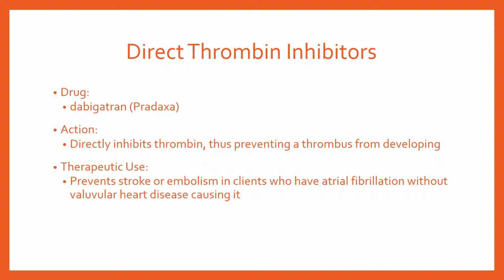Okay, then your next one is direct thrombin inhibitors, so Pradaxa. It's going to directly inhibit thrombin, thus preventing a thrombus from developing. Therapeutic uses: prevents stroke or embolus in clients who have atrial fibrillation without valvular heart disease causing it.